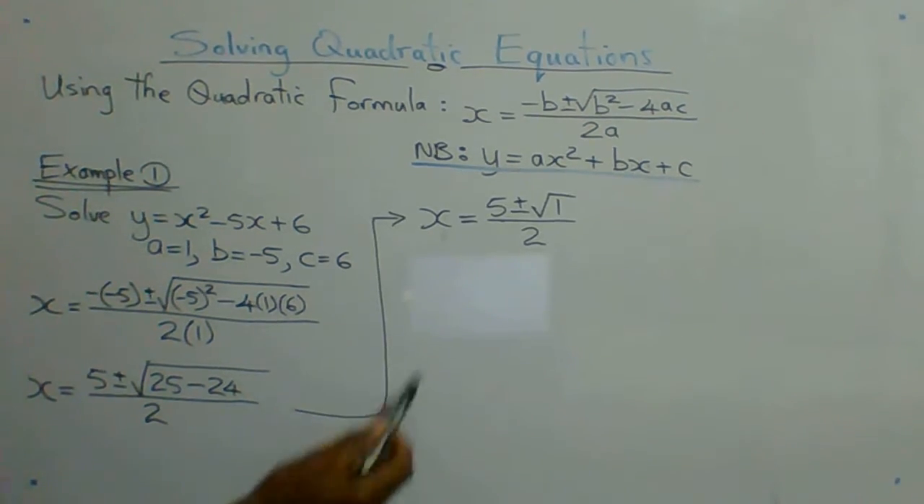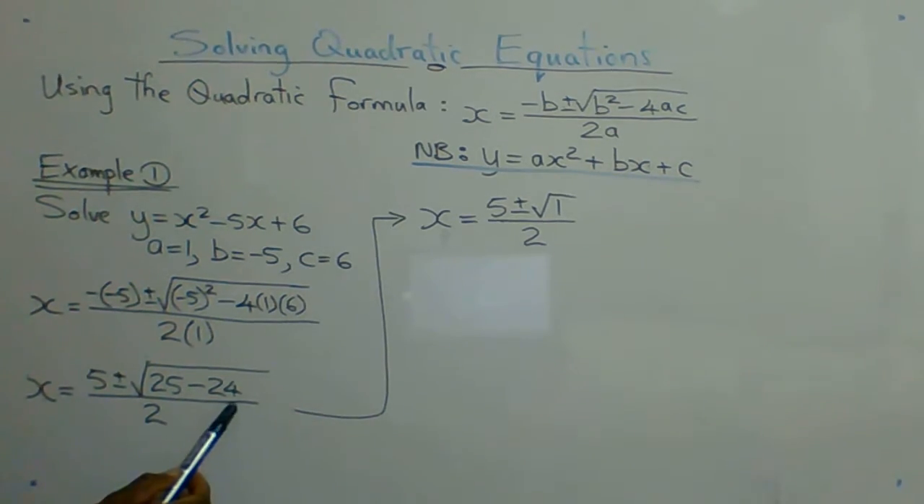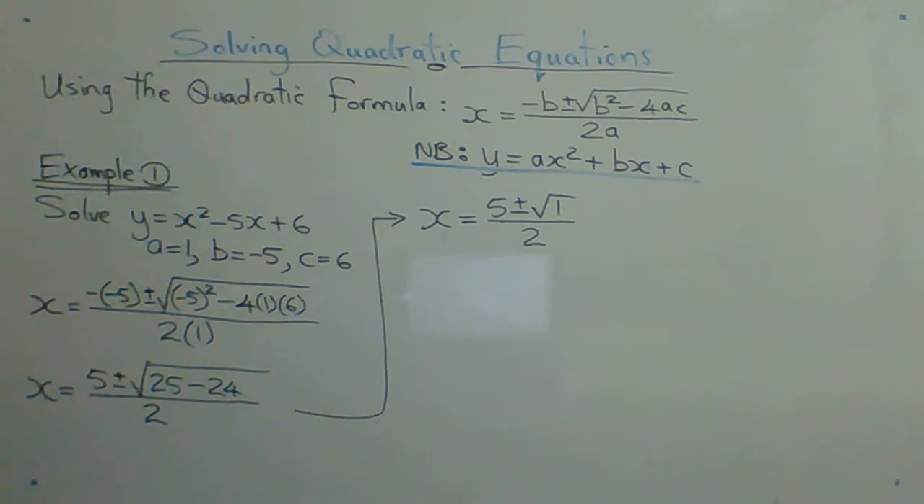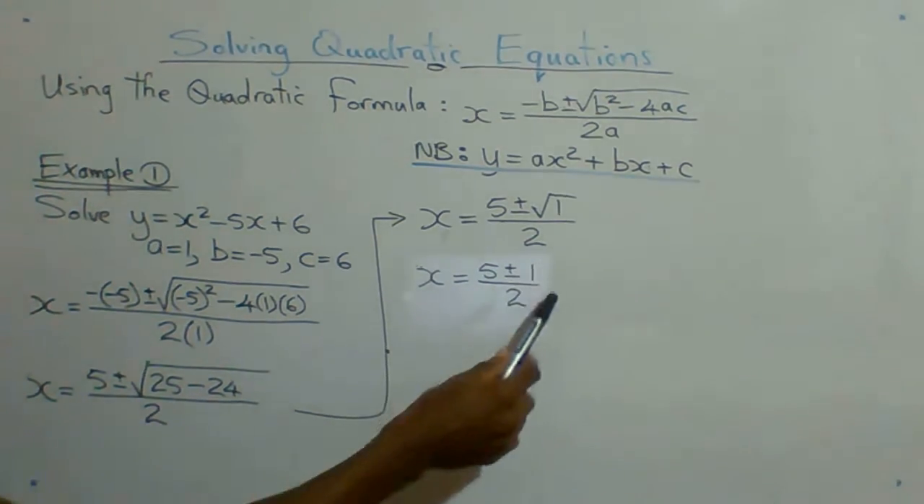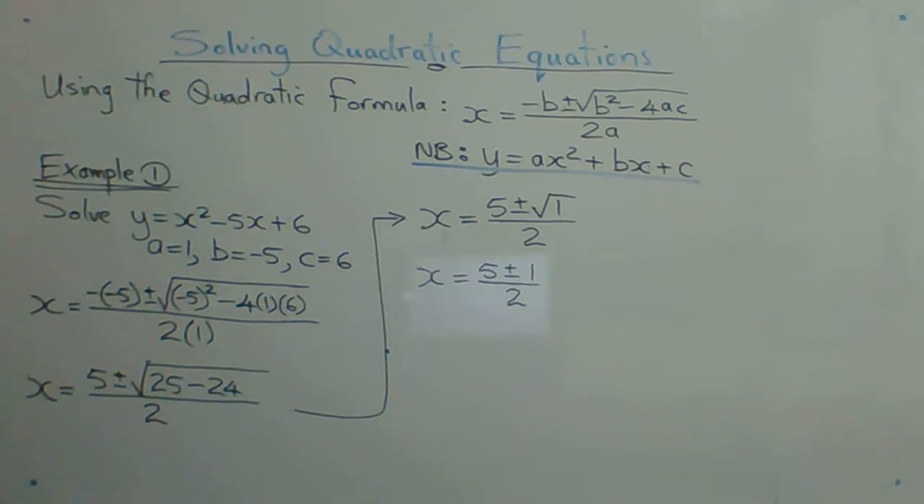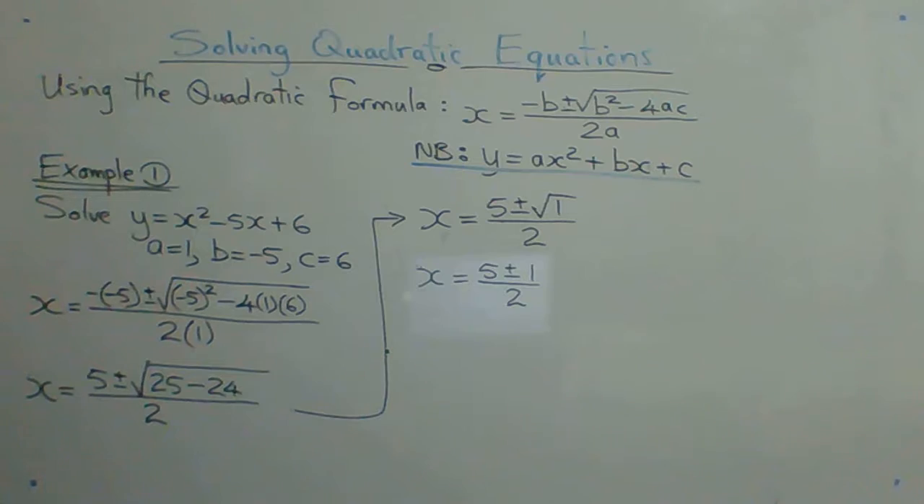In our next step, the square root of 25 minus 24 simplifies to the square root of 1. The square root of 1 is 1. So now we have 5 plus or minus 1, all upon 2. In the very next step, we need to split apart the plus or minus, so we will use them independently.